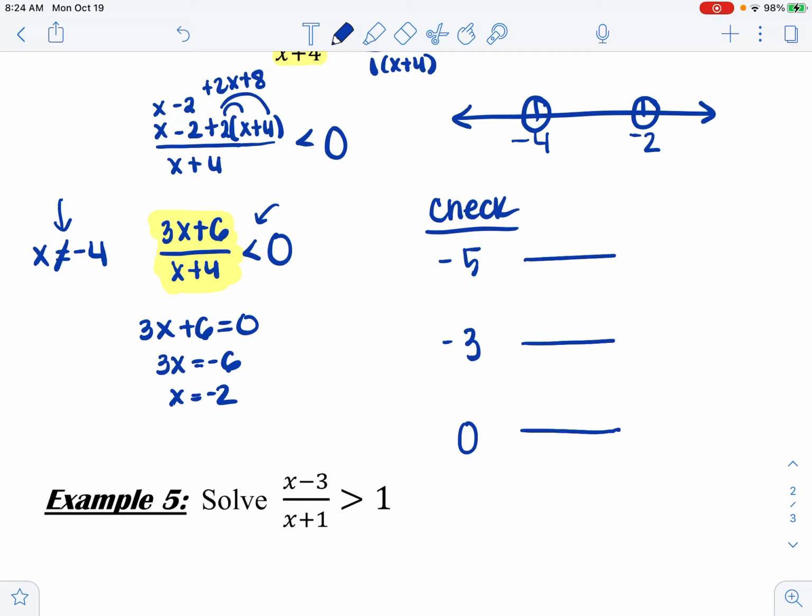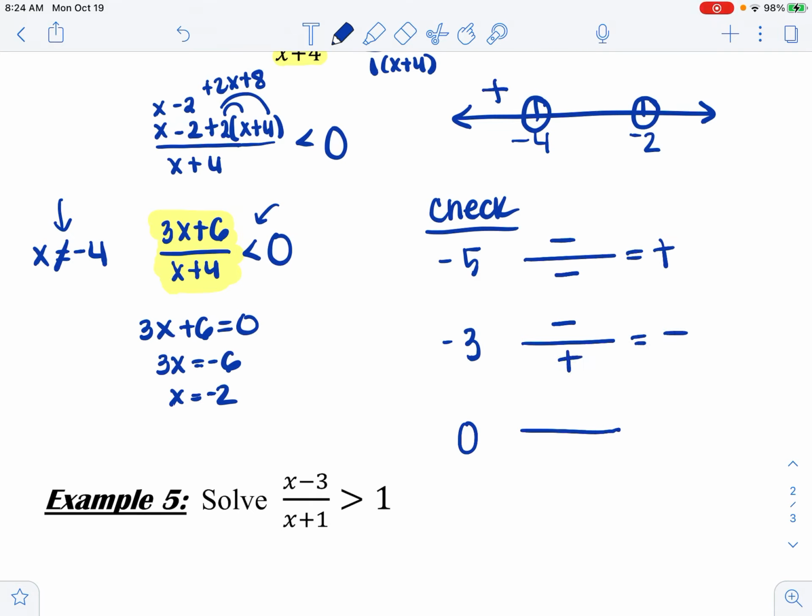I only have 2 places to plug it in. That's why, the numerator and the denominator. Okay, I'm going to plug in -5. 3 times -5 is -15, plus 6 is negative. -5 plus 4 is negative, so that's positive. So these are positive.